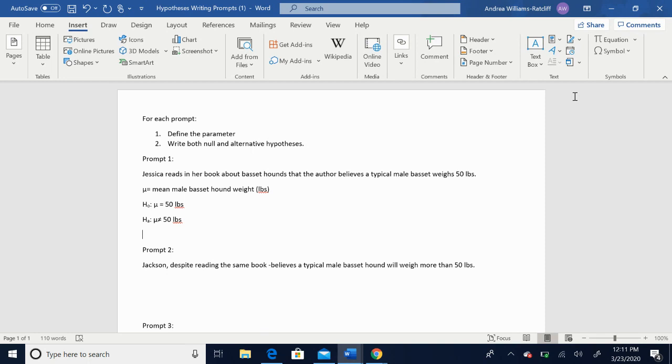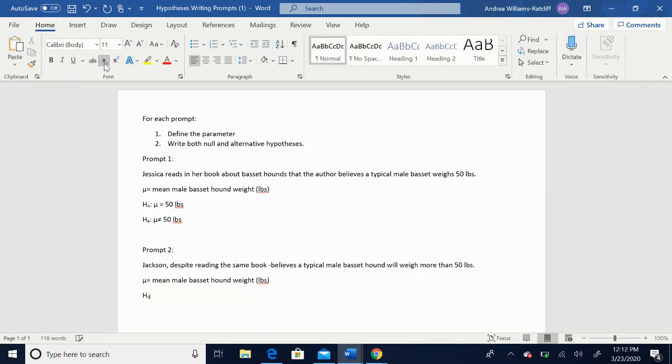Okay, so let's head on down to prompt 2. Jackson, despite reading the same book, believes that a typical male basset hound will weigh more than 50 pounds. Again, our parameter has not changed. That's still going to be mean male basset hound weight in pounds. So let's think again about our hypotheses.